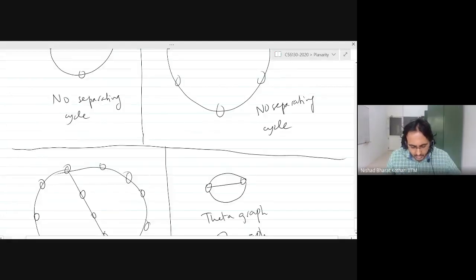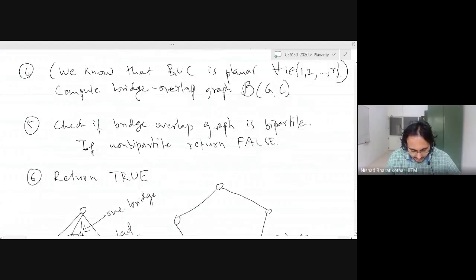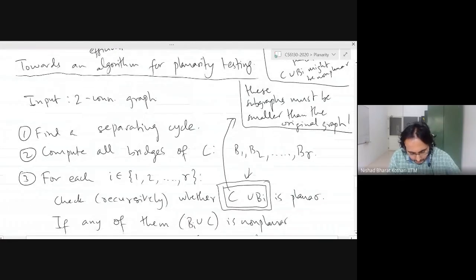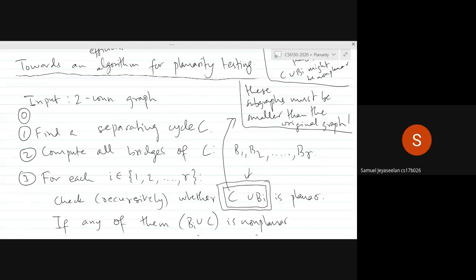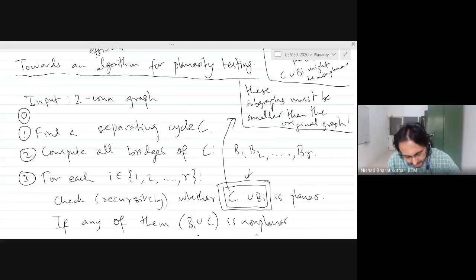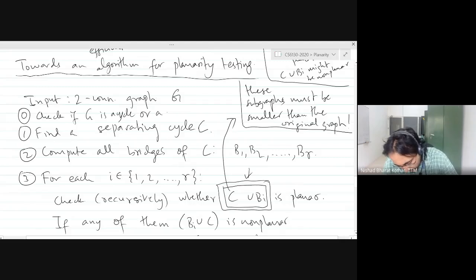So how do we modify the algorithm? Let us put a step 0. What is step 0? Check if it is a cycle or a subdivision of theta graph. Great. So check if G is a cycle or a subdivision of theta.